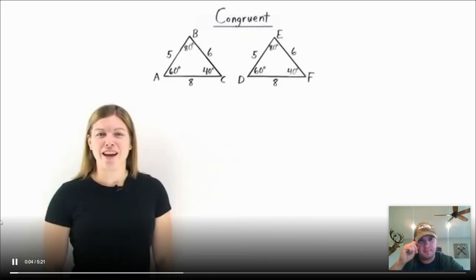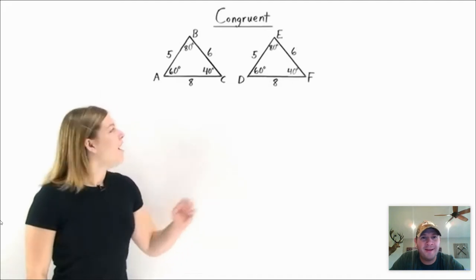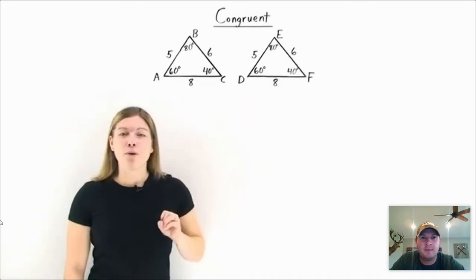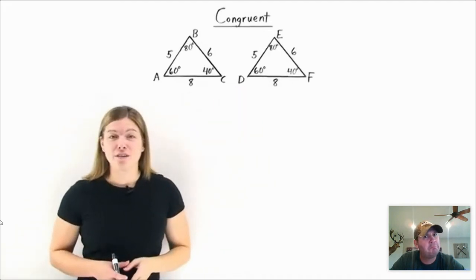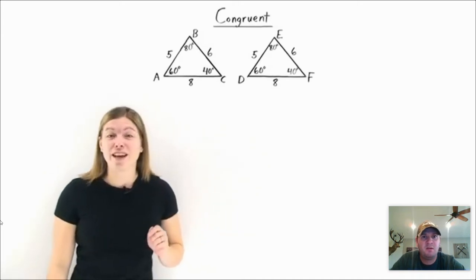What does congruent mean? To figure that out, take a look at these two triangles. These triangles written up on the board are congruent to one another. But what does that mean? Well, let's take a closer look at these two triangles.